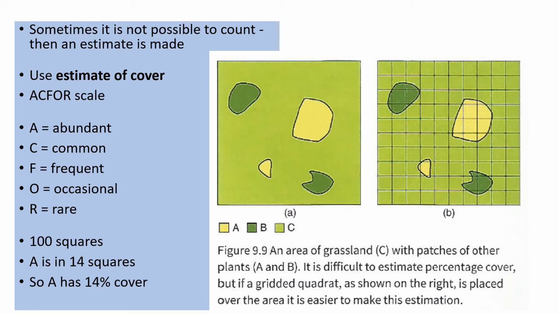And so here, sometimes it's impossible. Say if you've got a whole lot of different grass species and you can't count the individuals, then sometimes you use an estimate of cover. And so here, ACFOR, where A is abundant, C is common, F is frequent, O is occasional, and R is rare. So here, if we've got this area of grassland and we've placed a quadrat over it.